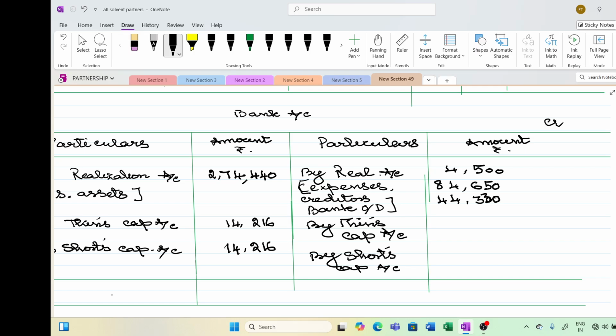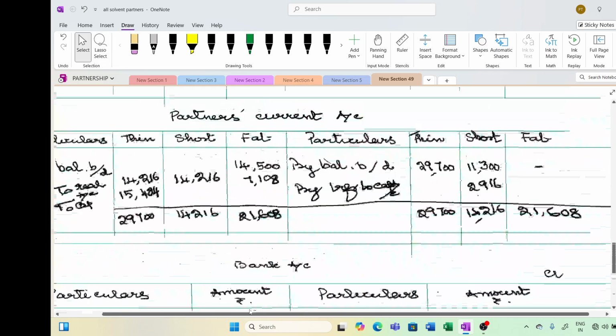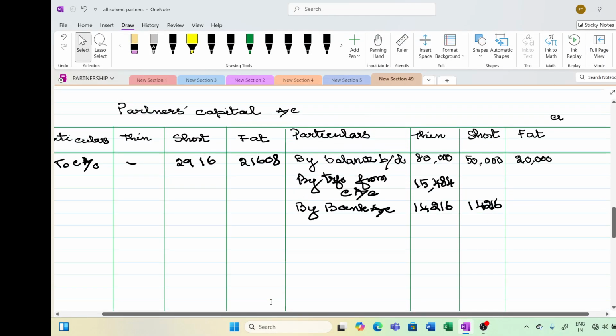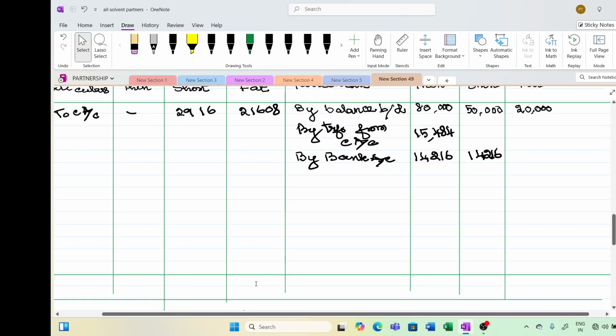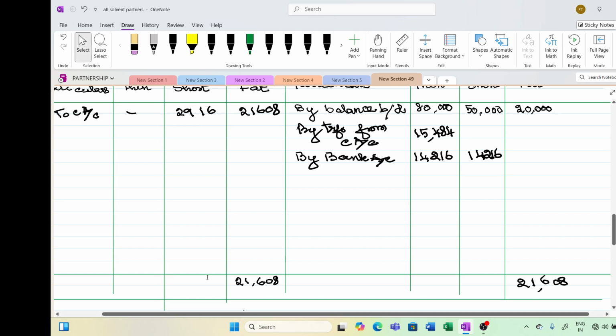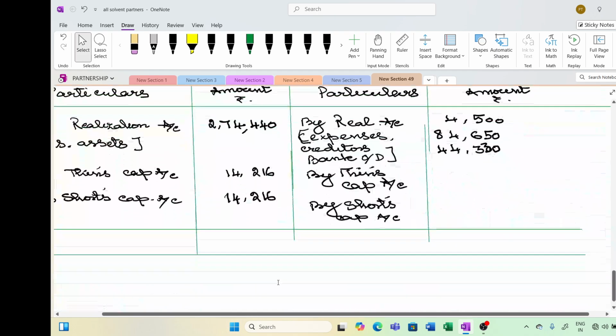Second rule, what the rule says, calculate the amount of deficiency due. See here. First we are going to see Fat. Fat is having a debit balance of 21608. There is a credit of 20,000. So there is a deficiency of 1608. You can simply calculate that. So 20,000 is having a credit and he is not able to bring anything from his home.